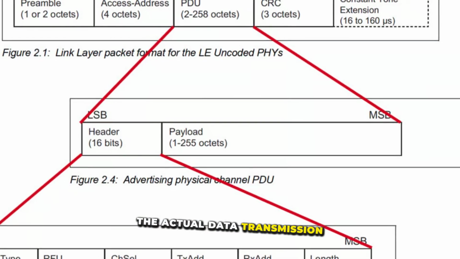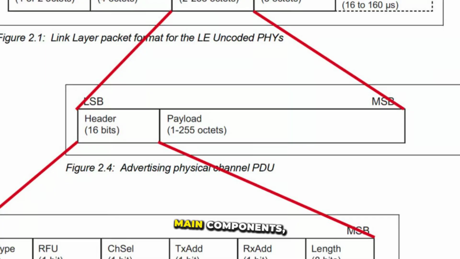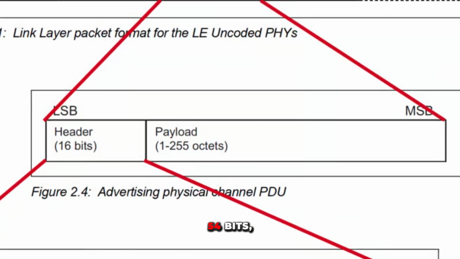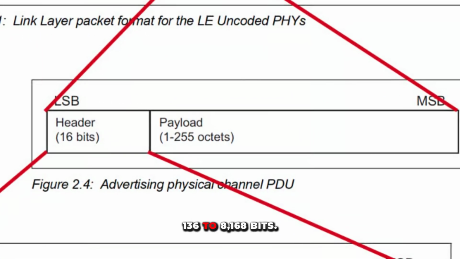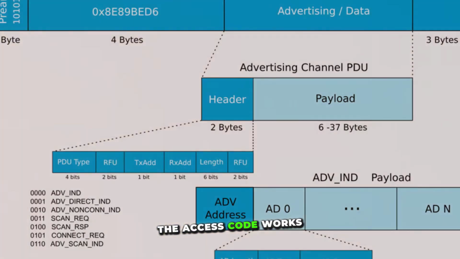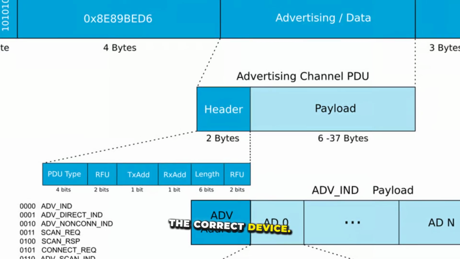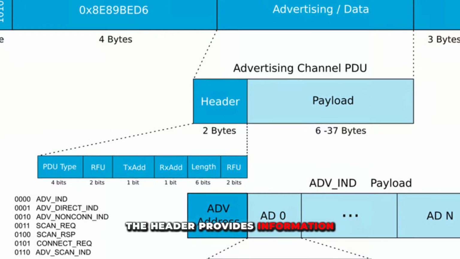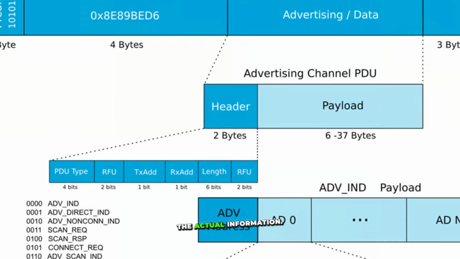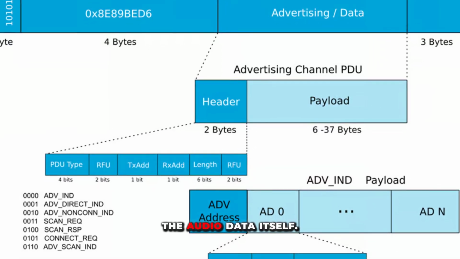The actual data transmission occurs in packets. Each packet contains 3 main components: an access code, 72 bits, a header, 54 bits, and a payload, which can vary from 136 to 8,168 bits. The access code works like an address on a letter, ensuring the data reaches the correct device. The header provides information about the type of data being sent, while the payload contains the actual information, in our music example, the audio data itself.